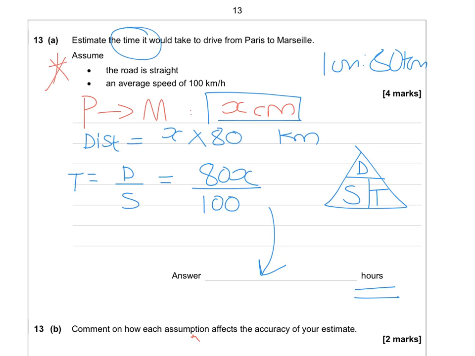The second assumption, the average speed of 100 kilometres per hour is likely to be an overestimate, i.e. the actual average speed is likely to be lower than this, meaning that our estimate of the time is likely again to be an underestimate.